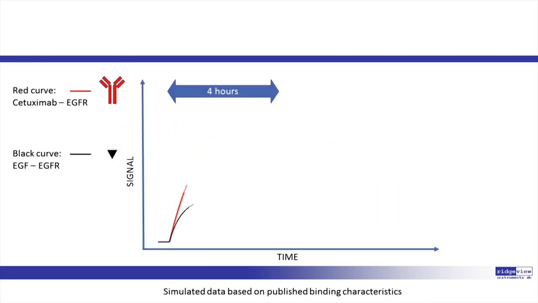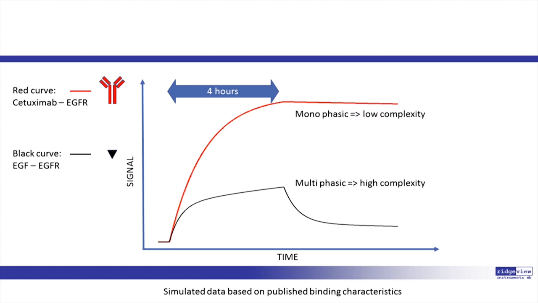For cetuximab, it takes more than 4 hours to approach equilibrium when binding to EGFR. But EGF equilibrates in about 1 hour at the same concentration. Increasing the concentration would reduce the time to equilibrium. Curvature can also reveal if multiple interaction processes are taking place at the same time, and to see that we look for multiphasic curvature. Cetuximab looks like a monophasic regular interaction, but EGF interacts in a multiphasic manner to EGFR on A431 cells, so here the mechanism is more complex.